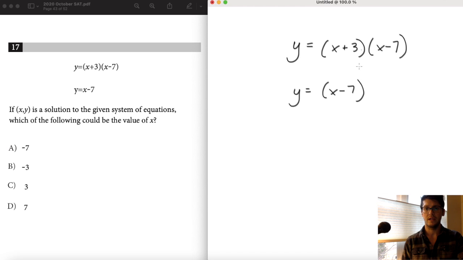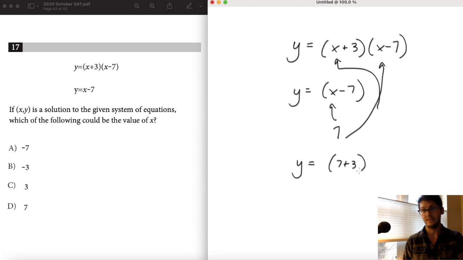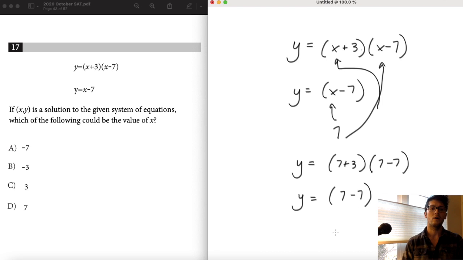Look, if this number is a 7, I'll put this. If you put a 7 in here, here, and here, what you're going to get is y equals 7 plus 3, which actually doesn't matter because that's getting multiplied by 7 minus 7, which is 0. So it'd be 10 times 0 or just 0. Down here, you would get 7 minus 7, which is just 0. They want you to notice that pattern.